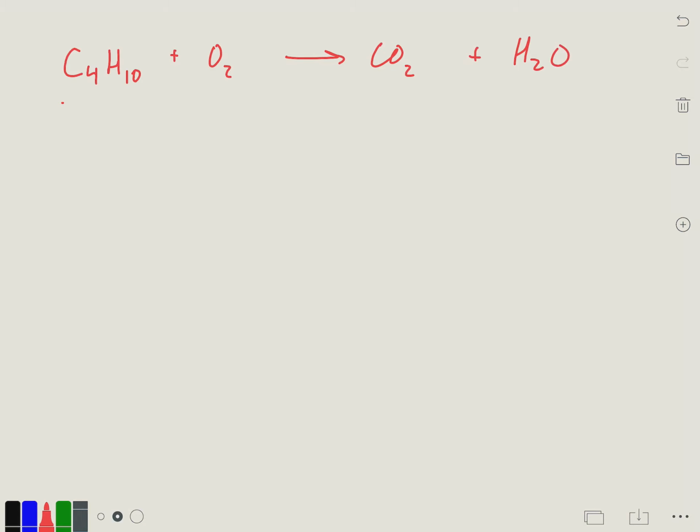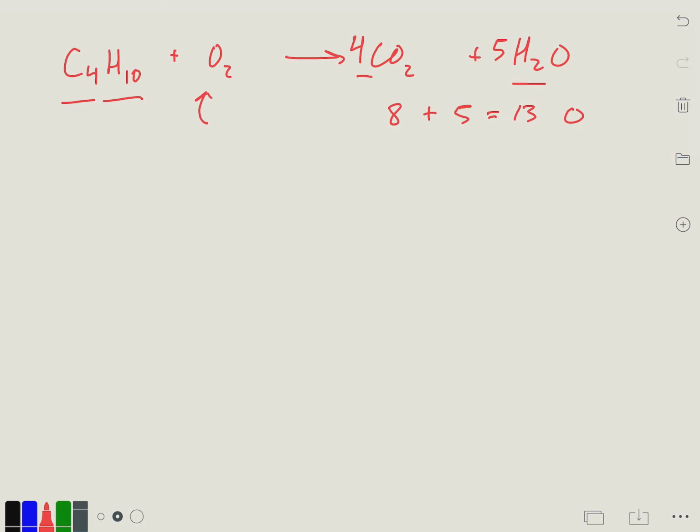So we see that there are 4 carbons, so I'm going to put a 4 here. Makes my carbons the same. I also see that I have 10 H's in that molecule, and over here I only have 2. So I'm going to put a 5 here. All right, so let's count up the oxygens. That's because 4 carbons and 4 carbons, 10 hydrogens and 10 hydrogens, but this is 4 times 2, 8, plus 5 is 13 oxygens.